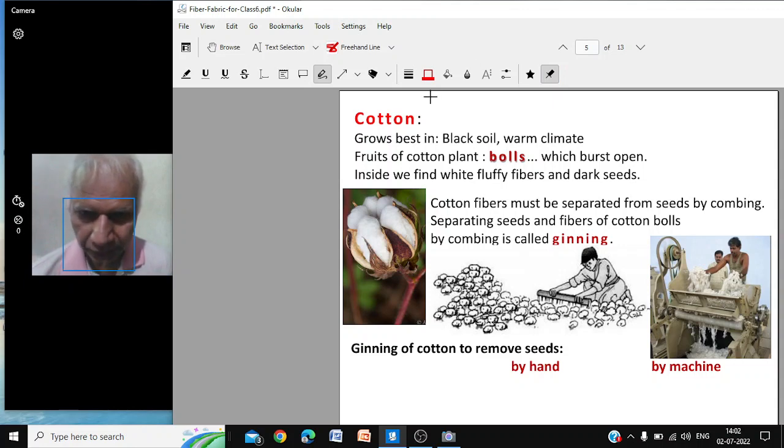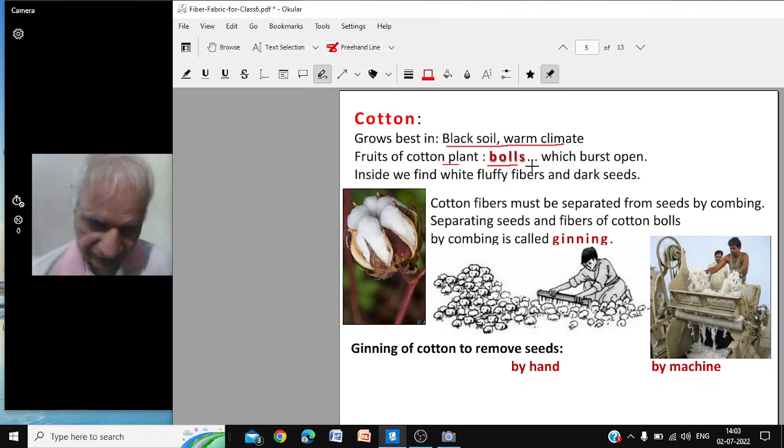First, cotton. Cotton grows best in black soil and warm climate. Fruits of the cotton plant are called bolls. Note down the spelling. Observe the spelling. It is not ball. It is not B-A, it is B-O. But different books may give either single L or double L. The number of L can change, but it is B-O, it is not B-A. It's not the cricket ball or football, it is boll.